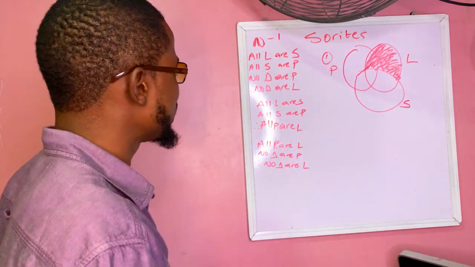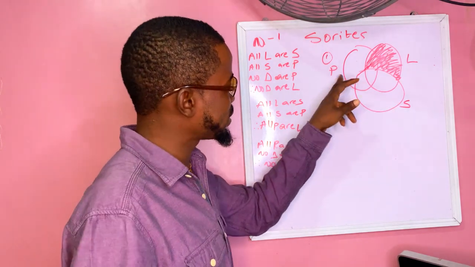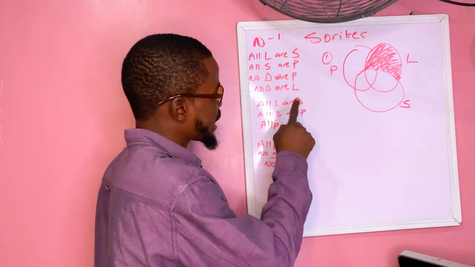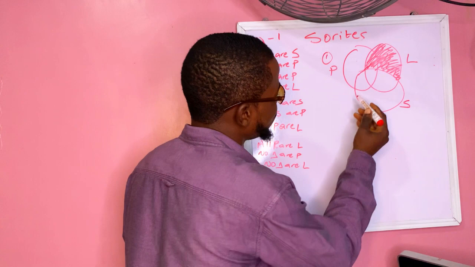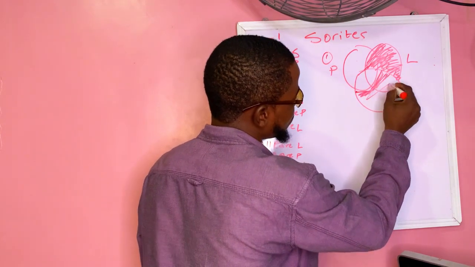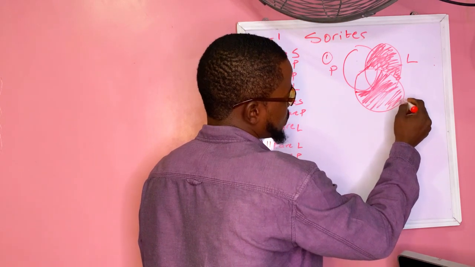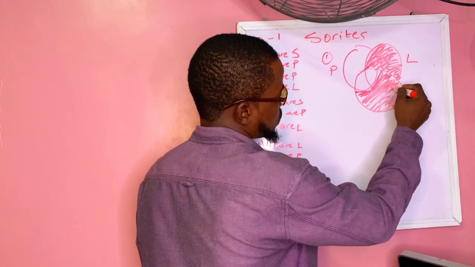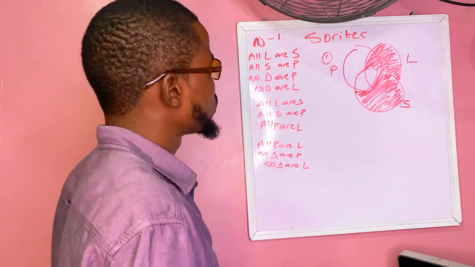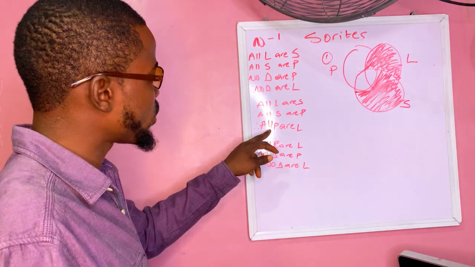Then the second one says that all S are P. So this is the circle of S and this is the circle of P. So all S are P. Any S that is not a P is also empty. So you shade it off. Shading it off indicates what? It is empty. Because all S are P, S that is not a P is empty. So therefore, the conclusion states that all P are L.